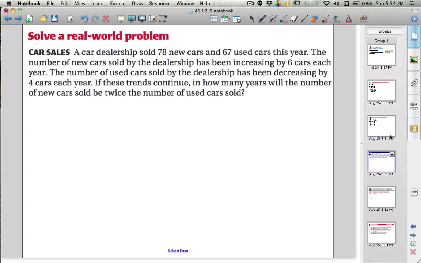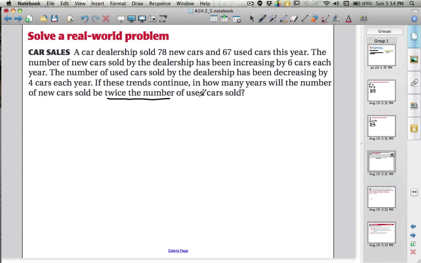Okay, looking at that in the context of a word problem again. I have a car dealership that sold 78 new cars and 67 used cars this year. The number of new cars sold by the dealership has been increasing by 6 cars each year. And the number of used cars sold by the dealership has been decreasing by 4 cars each year. If these trends continue, in how many years will the number of new cars sold be twice the number of used cars sold?